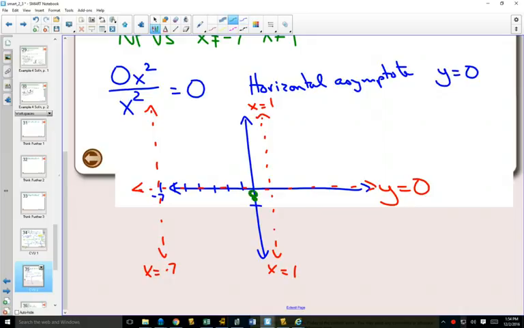Well, that looks like it should be right there. Perfect. Make a big dot. 0, -2/7. That's our y-intercept.